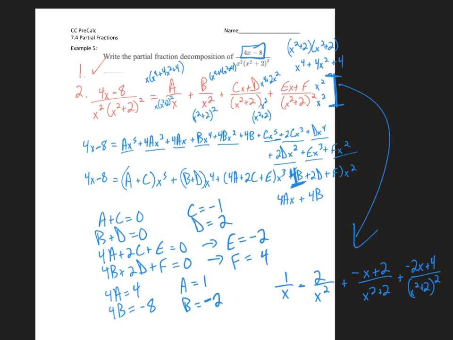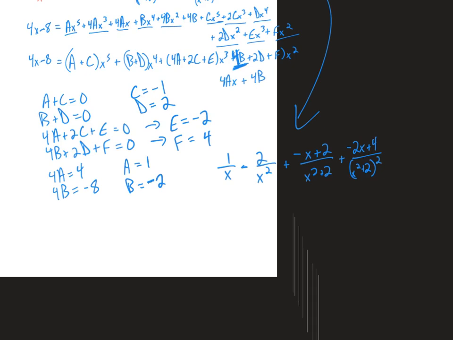Now, again, your textbook is kind of weird. They wrote this answer as 1 over x minus 2 over x squared plus 2 minus x over x squared plus 2 plus 4 minus 2x over x squared plus 2 squared. So again, just be careful when you're inputting your answers. I figure there will be a few questions on this section, so I will be available to help you out however I can.